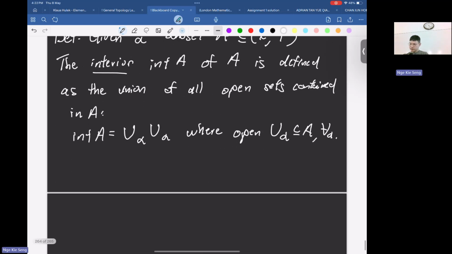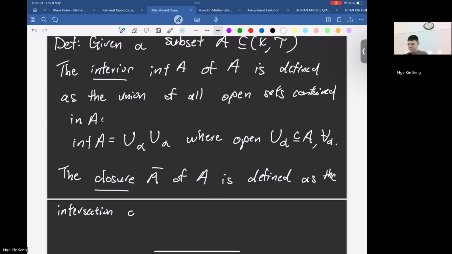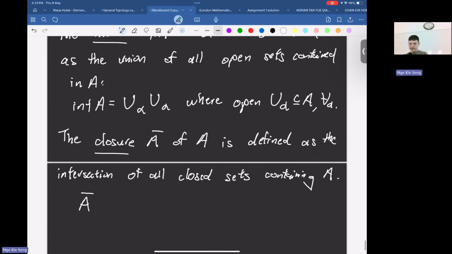How about closure? What we're going to define for closure, A bar, is defined as the intersection of all closed sets containing A. So A bar is equal to the intersection of all C alpha, where each closed C alpha contains A for all alpha.